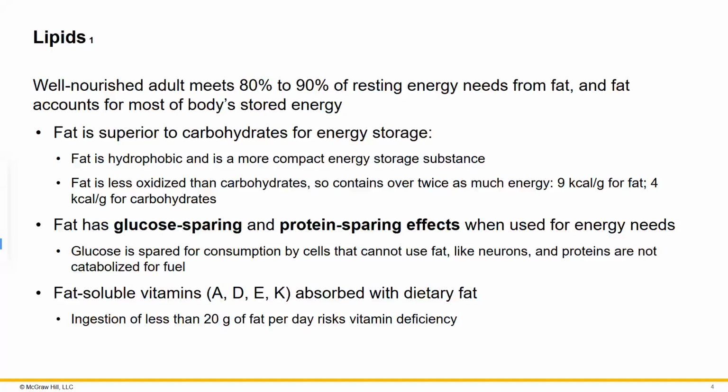Fat has a glucose-sparing and protein-sparing effect when used for energy needs. Glucose is spared for consumption by cells that cannot use fat, like neurons, and proteins are not catabolized for fuel. Fat-soluble vitamins A, D, E, and K are absorbed with dietary fat. Ingestion of less than 20 grams of fat per day risks a vitamin deficiency. So if you are not consuming fats in the diet, you won't be able to absorb those fat-soluble vitamins.